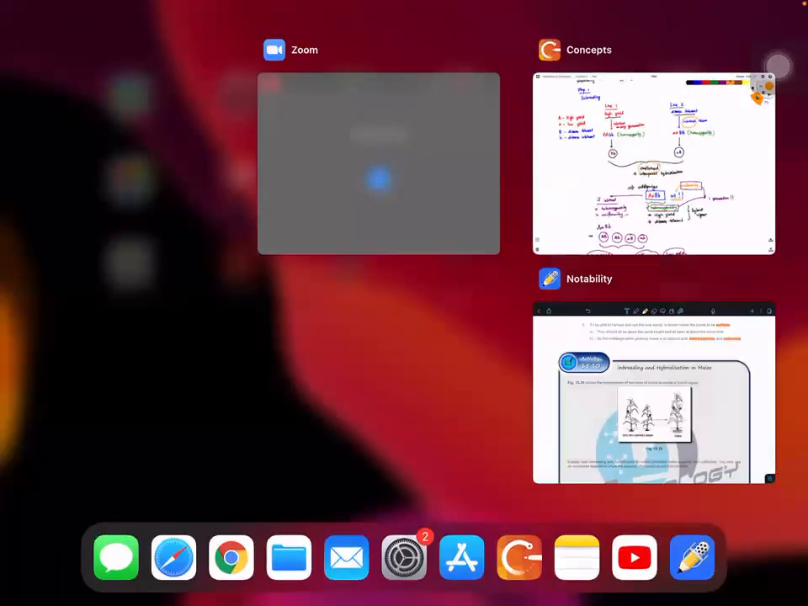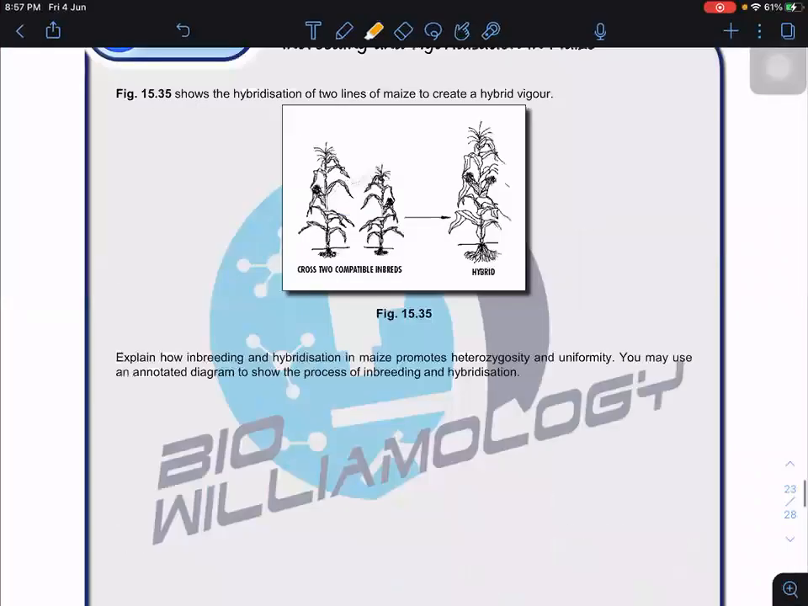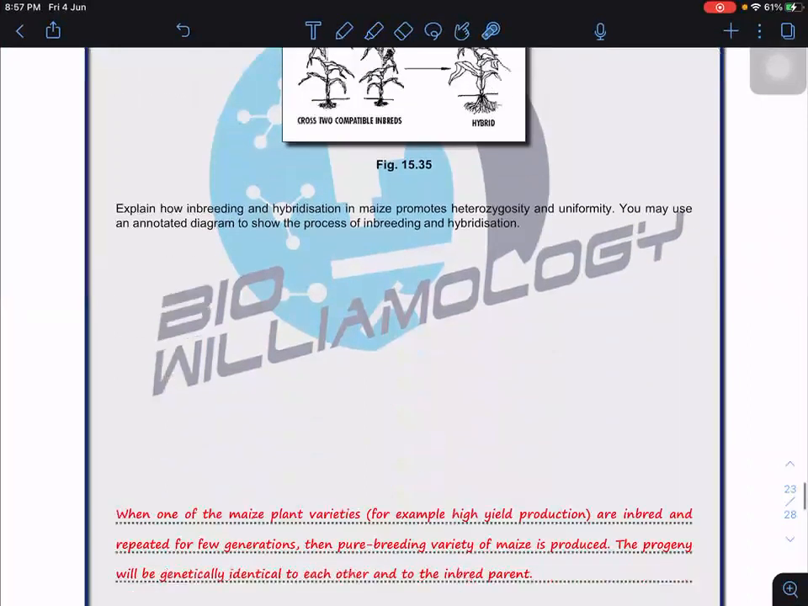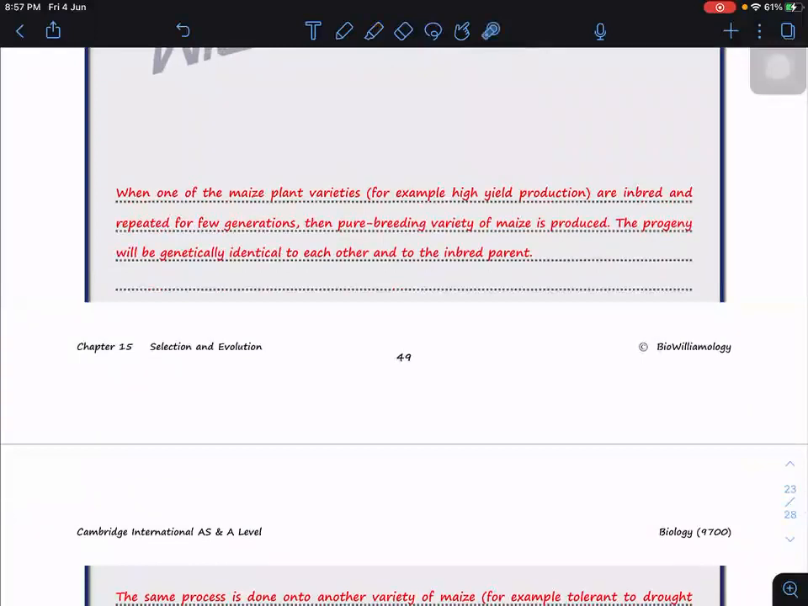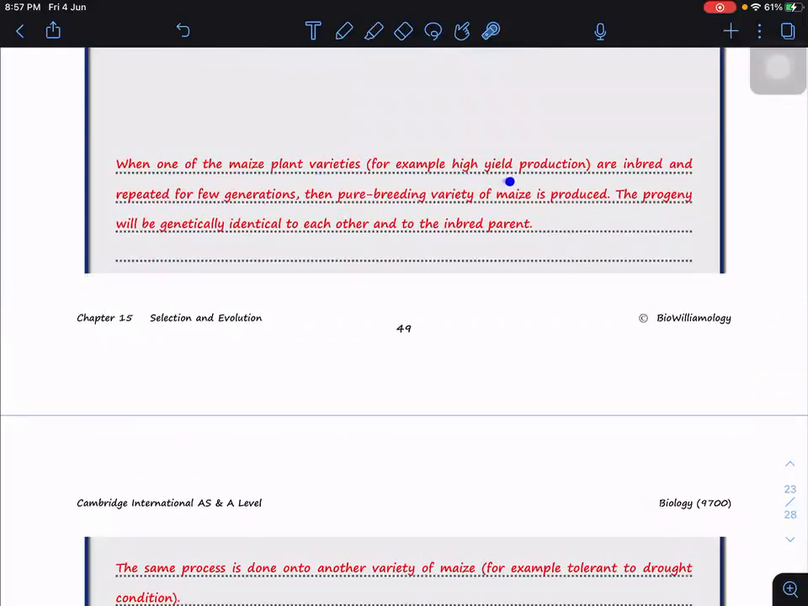So let's look at the notes here. We can always cross 2 compatible inbreeds to get the hybrid vigor. Explain how inbreeding and hybridizing in maize promote heterozygosity and uniformity. Just now I have drawn it already, so those you can copy down. When one of the maize plant varieties, for example high yield production, is inbred and repeated for a few generations, we're going to get a pure breeding variety of maize. So the progeny will be genetically identical to each other and to the inbred parent.